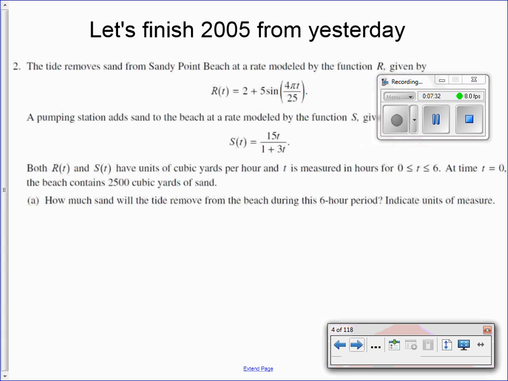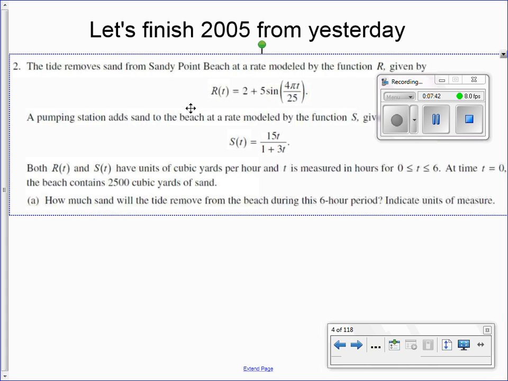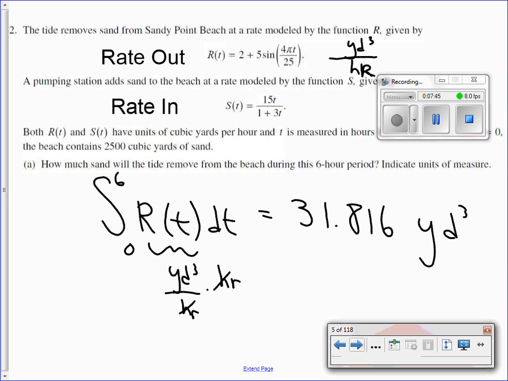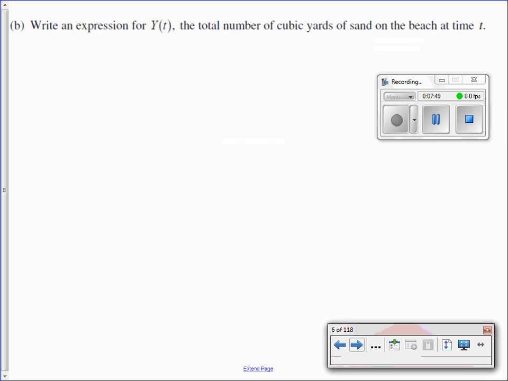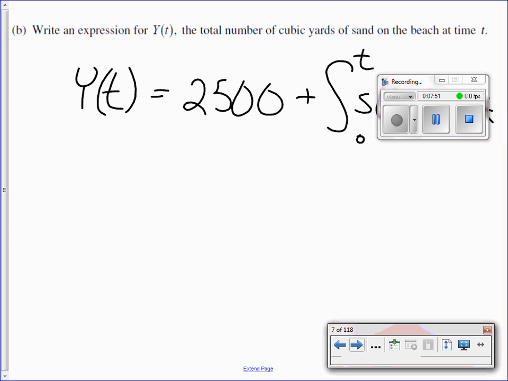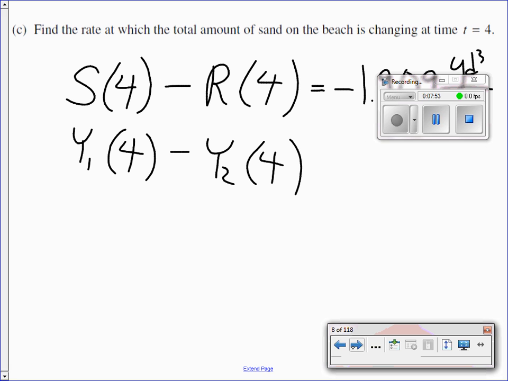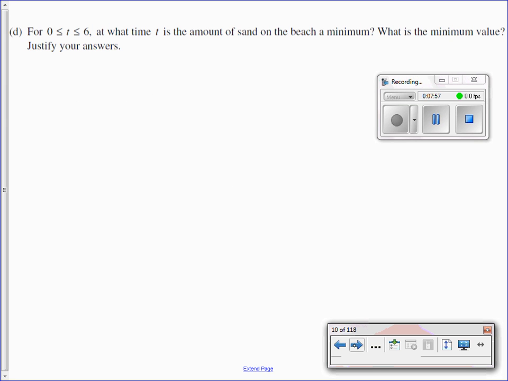Okay, so we had this problem yesterday. We started 2005. And you had sand being pumped onto the beach. That was S of T, that was your rate in. Rate out was R of T, the rate at which sand was removed by the tide. We did A, right? Did we actually finish C? We did that? Oh, awesome. Okay. So now we're up to D, right?